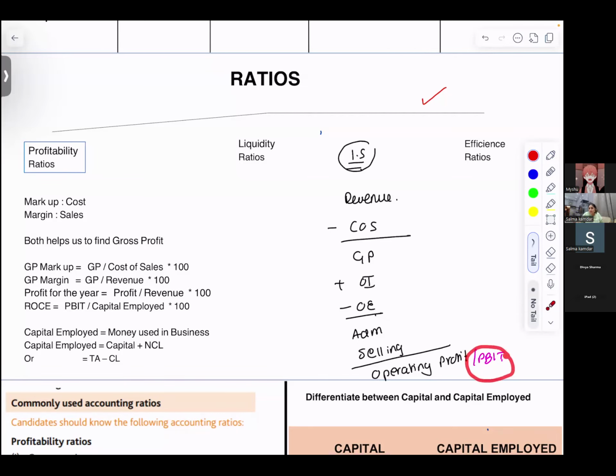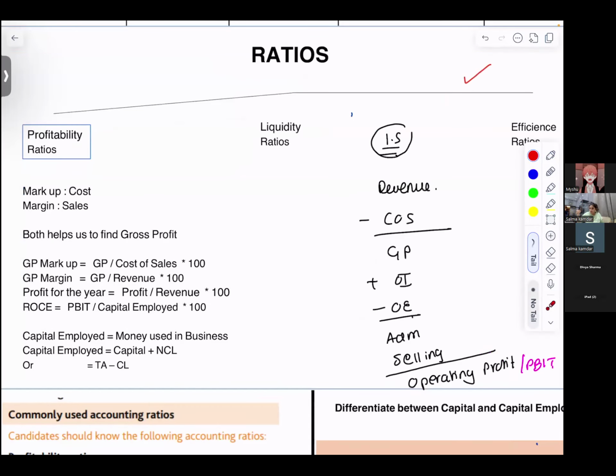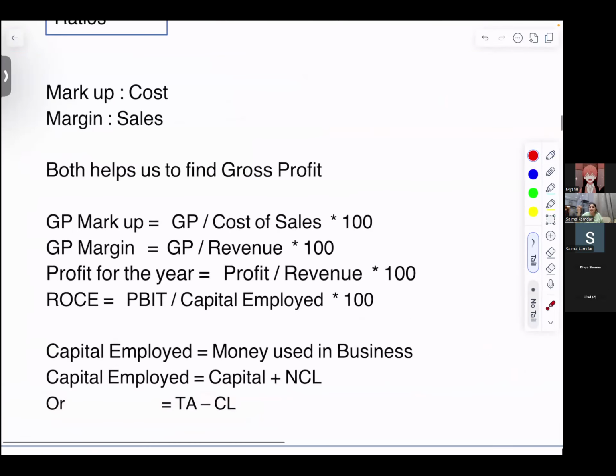This is the profit that you use to calculate the return on capital employed. Now, I'm just going through the formulas. Profitability ratio is going to help you find all the profits that a company makes. A company would make gross profit, a company makes profit for the year, and a company makes return on capital employed. We do not use the word net profit, we are going to use the word profit for the year. Never use the word net profit in IGCSE.